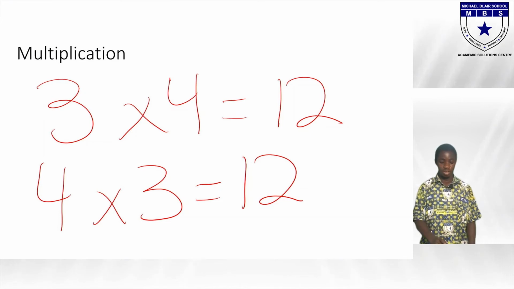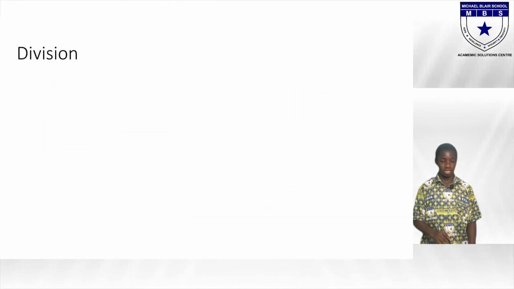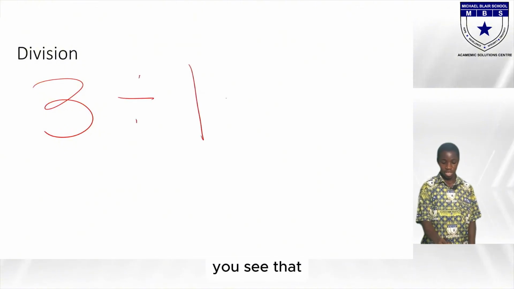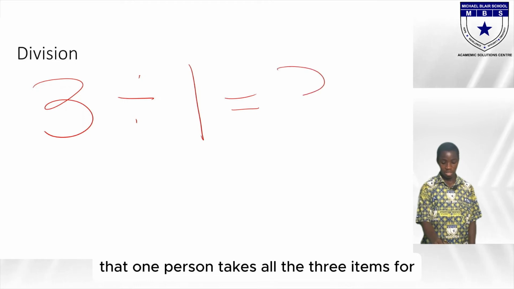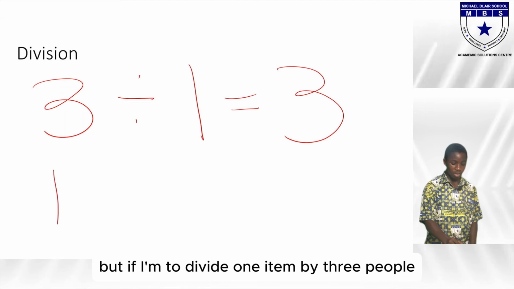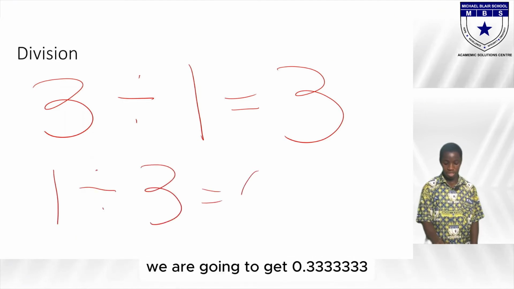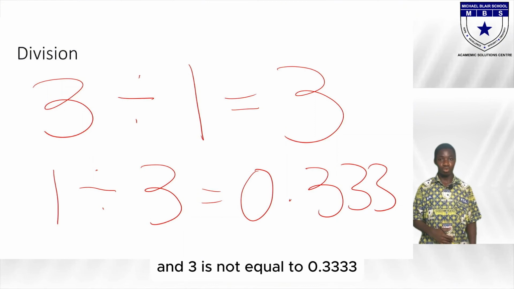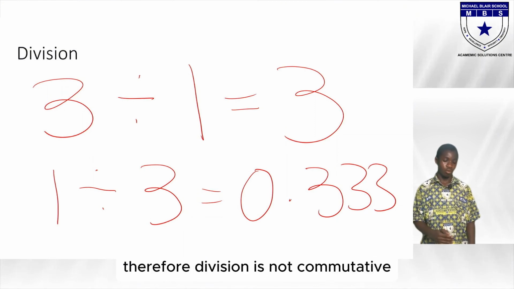Finally, let's check for division. 3 items divided by only one person. See that one person takes all the 3 items. But if I'm to divide one item by 3 people, we are going to get 0.333333, and 3 is not equal to 0.3333. Therefore, division is not commutative.